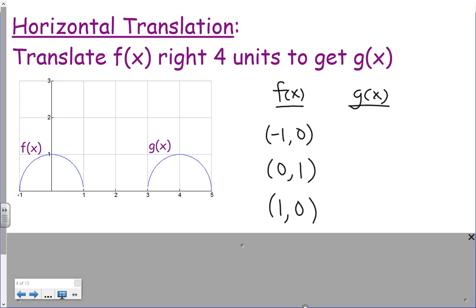Now compare those to function g of x and where those points have been transformed to. So the first one at negative 1, 0 is now on function g of x at 3, 0. Let's move to the right, just like we said above. That's what we're trying to do, a horizontal translation to the right. The point that was at 0, 1 is now at 4, 1. And finally, the point that was at 1, 0 is now at 5, 0.